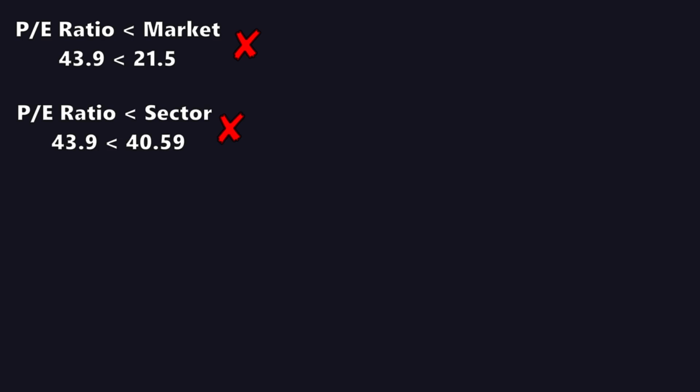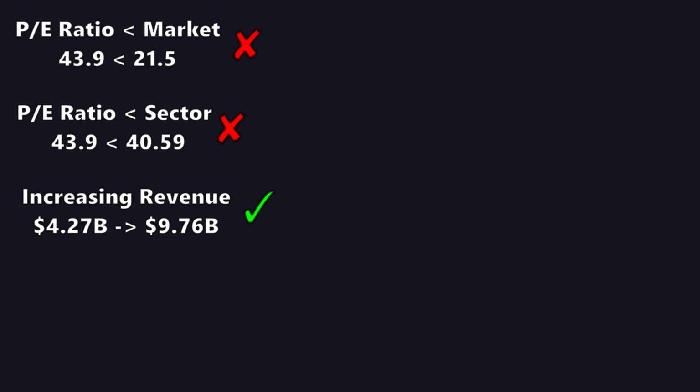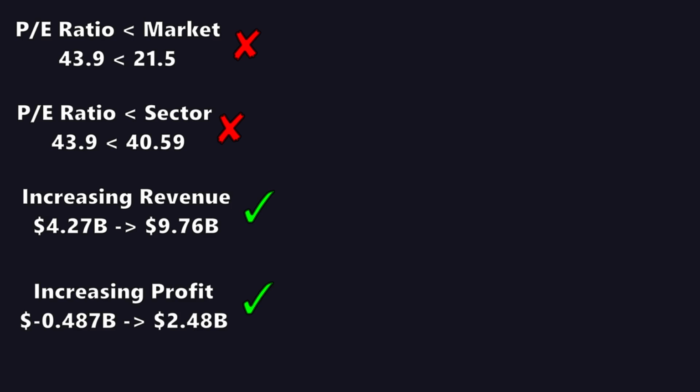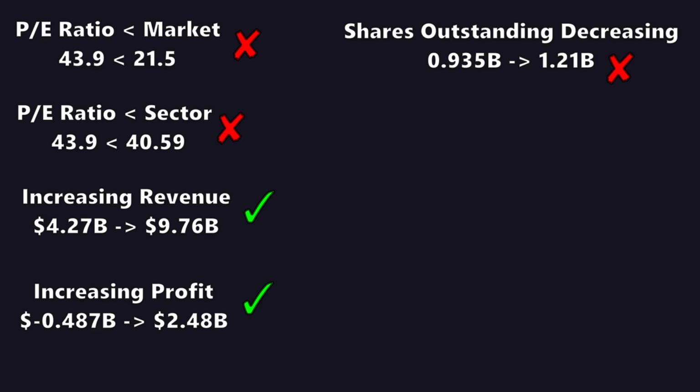P ratio was greater than the sector with 43.9 to 40.5, fail again. Revenue had increased from 4.27 billion to 9.76 billion, so that was a pass, and the profit also increased from minus 500 million to 2.5 billion. Shares did increase from 900 million to 1.2 billion, so that was a fail.